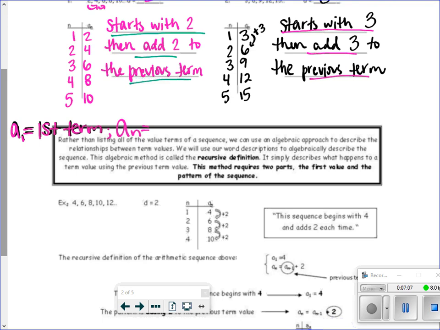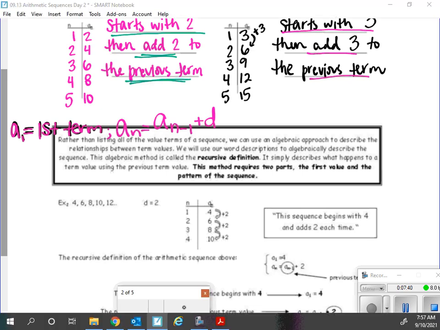The rest of the terms, A sub n, we're taking this second portion that we said. We're adding 2 to the previous term. So we're adding our common difference to the previous term. How we write that mathematically, going back to the warm-up, is n minus 1 as a little subscript to our A. So our previous term, and we add whatever our common difference was. This looks more complicated than it is.